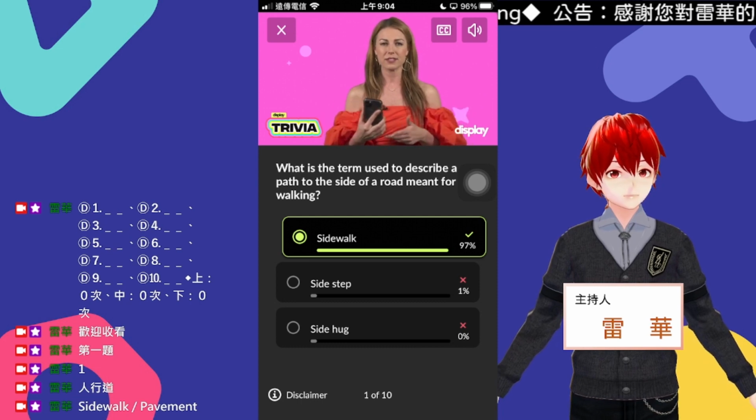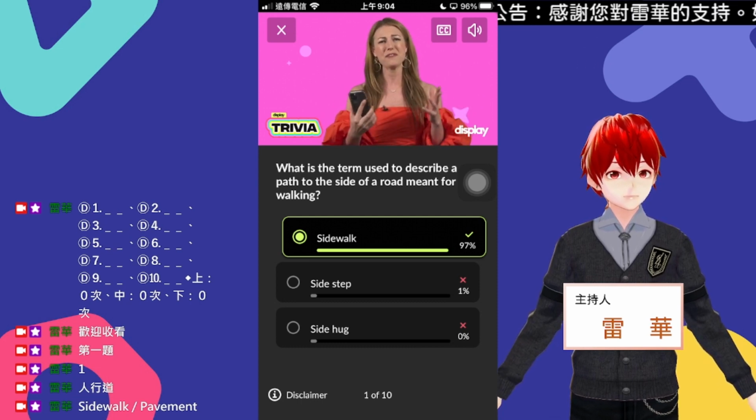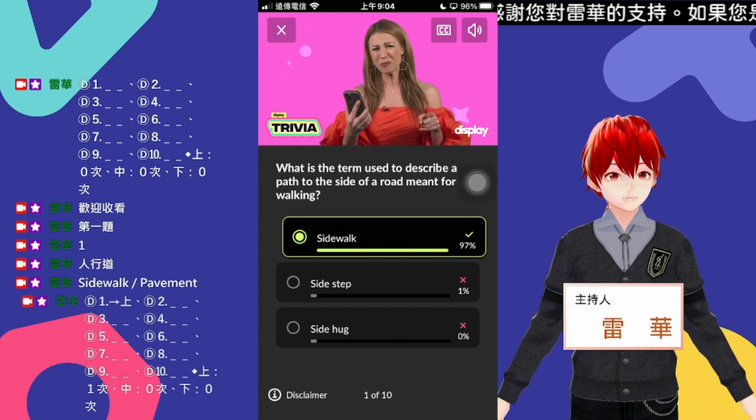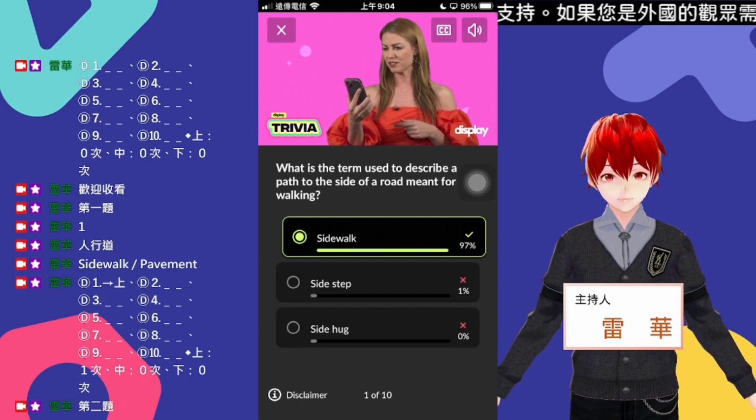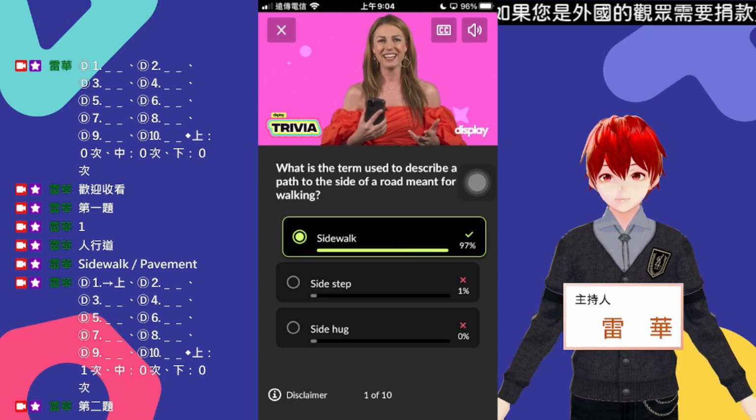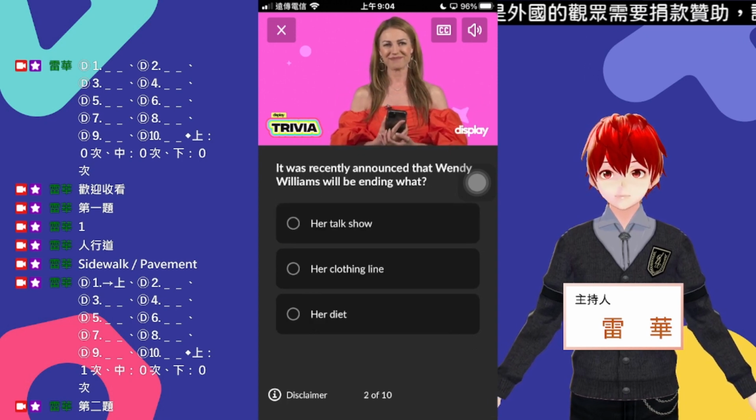Anyway, it can be tough deciding which road to walk down. But please, do me a favor and also at least choose the sidewalk. You know, because cars, but also because it's the right answer. 97% of you did, and we're at question 2.